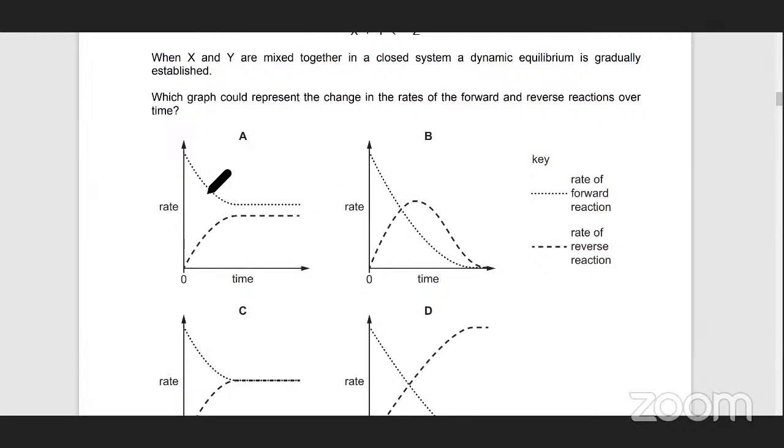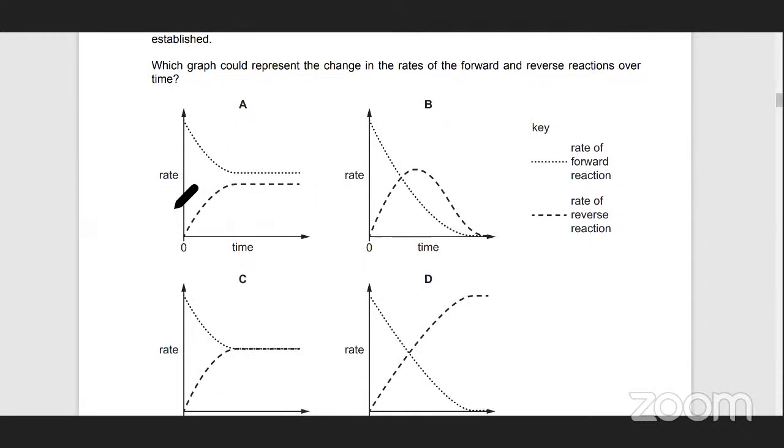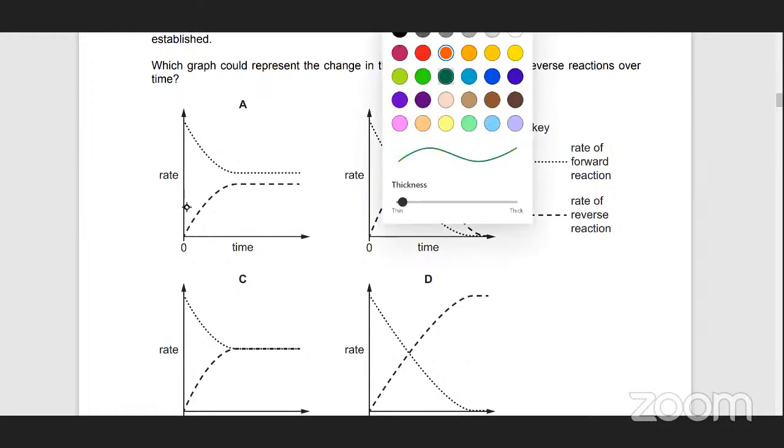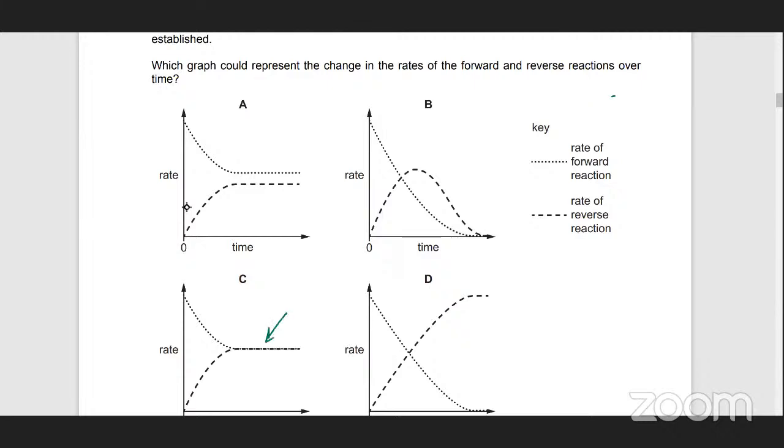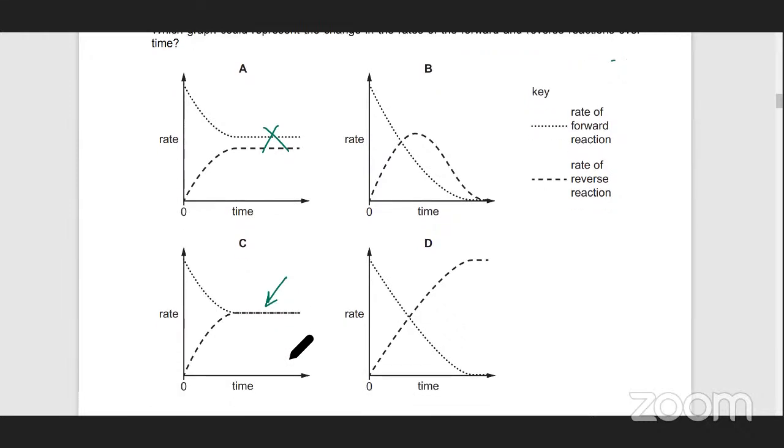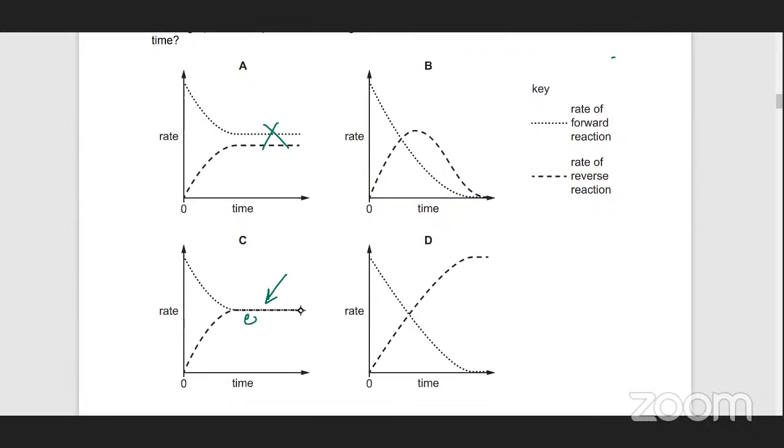So what's going to happen to the rate when equilibrium is reached? What happens when equilibrium is reached? The forward reaction rate is equal to the backward reaction rate. The rates are equal. So it's either going to be this one, not this one. This means it's not at equilibrium. The dotted line represents the forward rate. So it's basically this one. They're going to become equal once equilibrium is reached. All the rest are not at equilibrium.